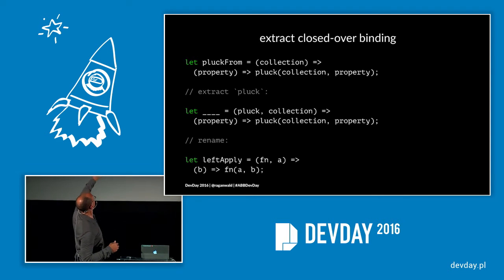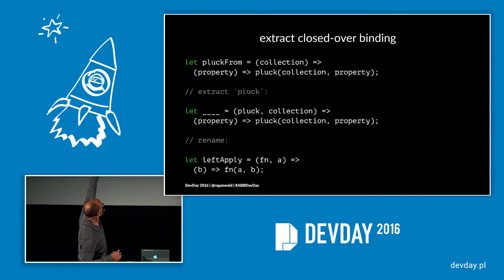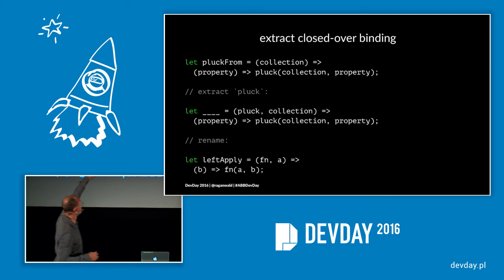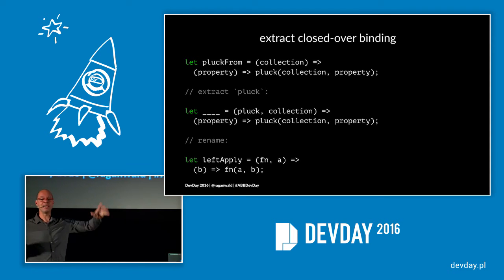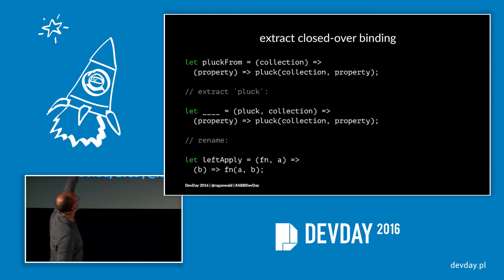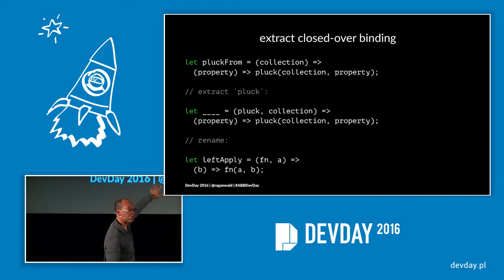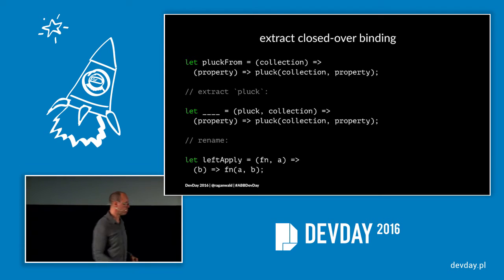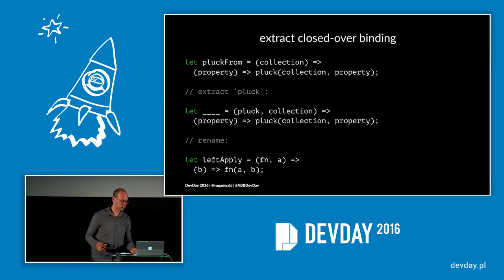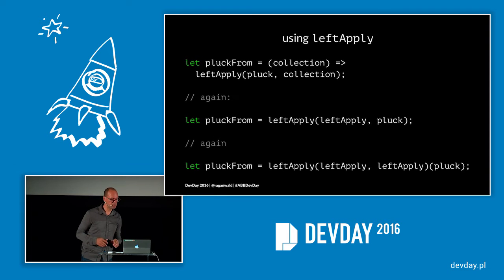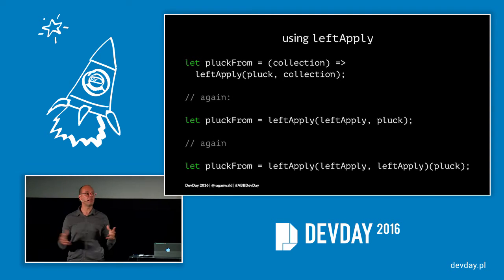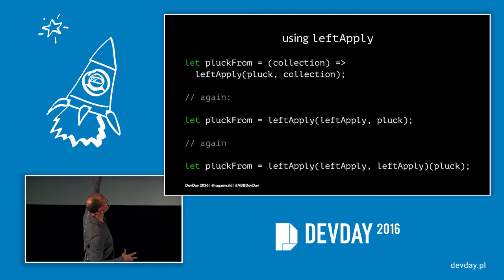Now, here, if we take the way we took pluck and turned it into pluckFrom, we can sort of generalize that. What if there was something else that did this work for us? We'd end up with this function called leftApply, which can take any function like pluck and turn it into a pluckFrom. If we have this leftApply, we can make pluckFrom just by applying it to pluck.